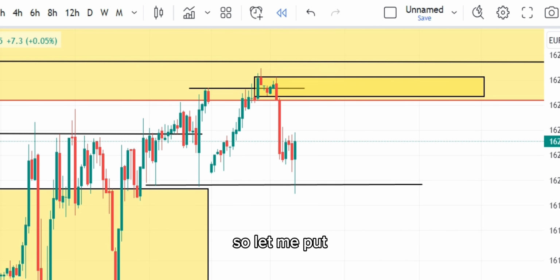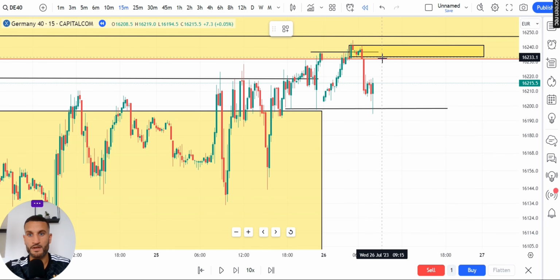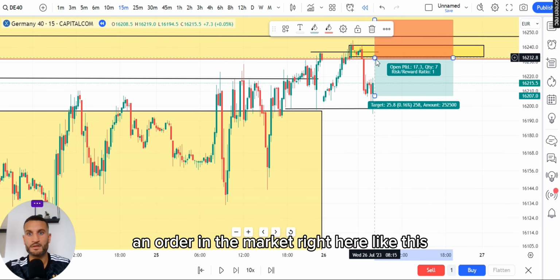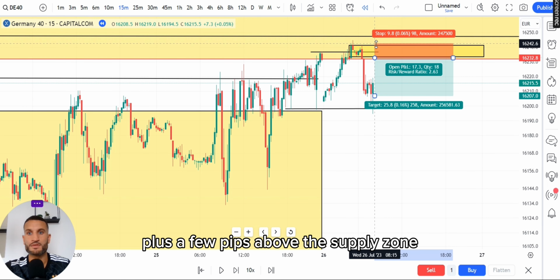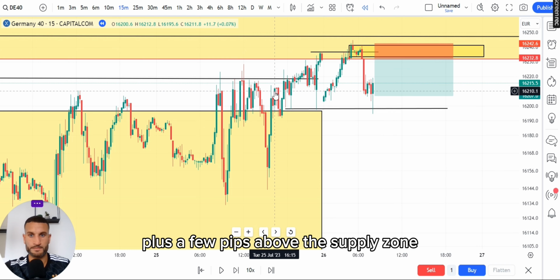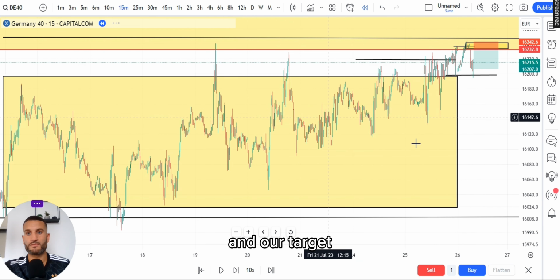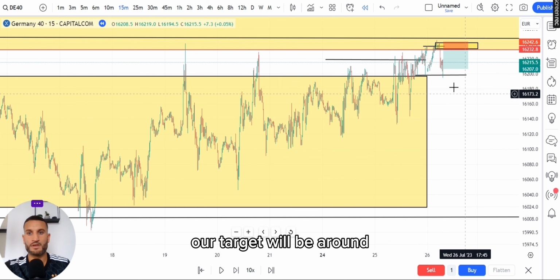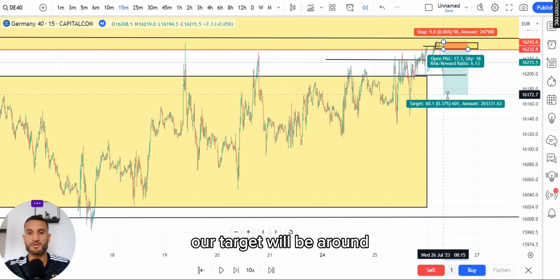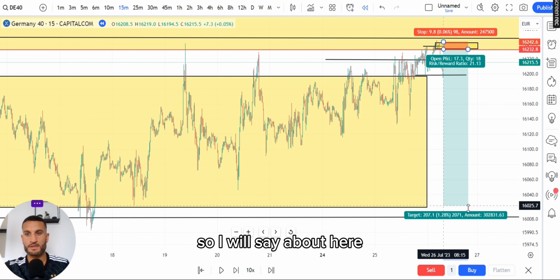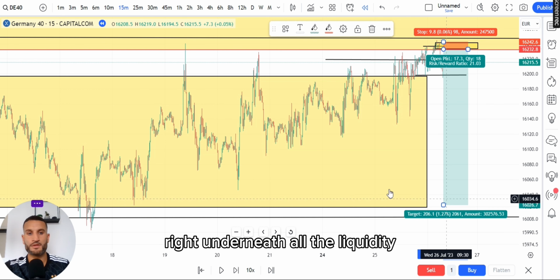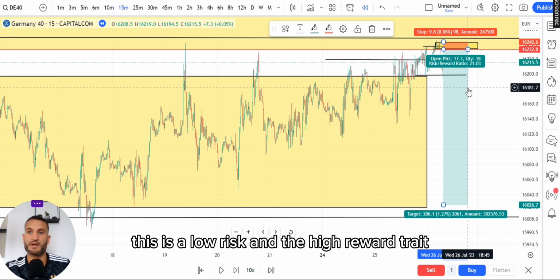So let me put an order in the market right here like this, and of course we want to put the stop loss a few pips above the supply zone, and our target will be around, of course, under the liquidity. So I will say about here, right underneath all the liquidity, and you can see this is a low risk and high reward trade.